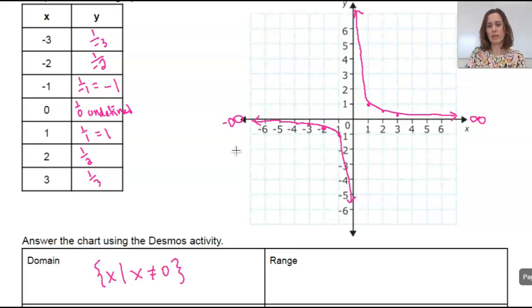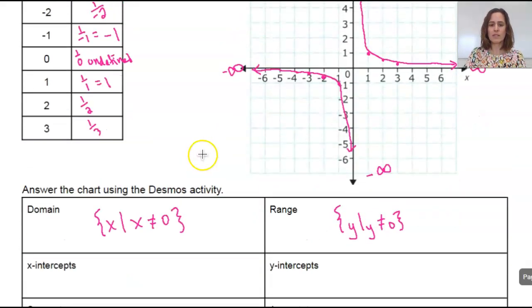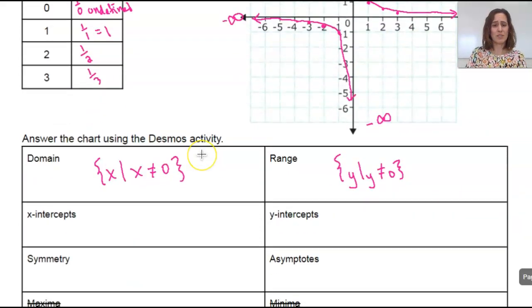And similarly with range, we'll notice that from bottom to top, it goes from -infinity to +infinity. It just doesn't have anything here at the x-axis. So we would have y as a solution such that y is not equal to 0. Next, we'll take a look at intercepts. That one's pretty straightforward because if it doesn't intersect an axis, then there are no intercepts for either of them.